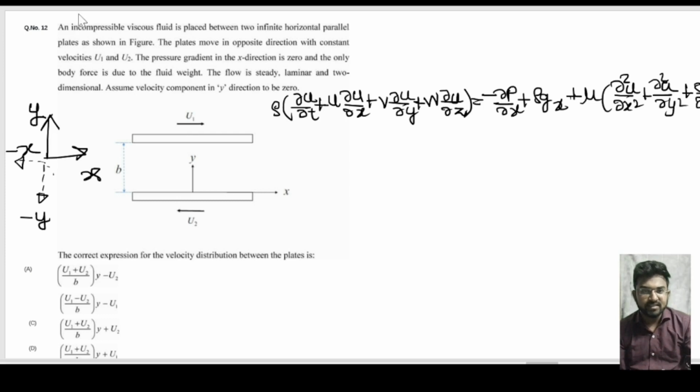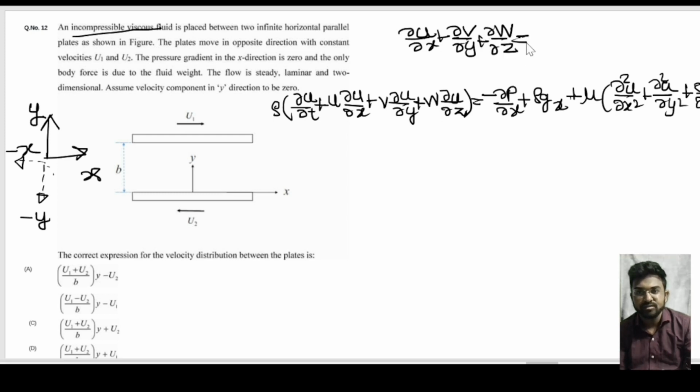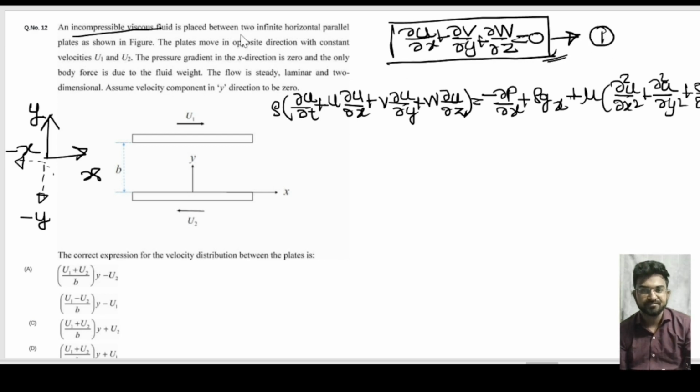So let's start with the basic thing. They are telling us an incompressible viscous fluid. From the kinematics chapter you may know this equation: del u by del x plus del v by del y plus del w by del z equal to 0. This is the continuity equation, and we can also call it the incompressibility equation. If you don't know about this equation, don't worry, you will learn it in the fluid kinematics chapter. So this is the first hint we got from the given question.